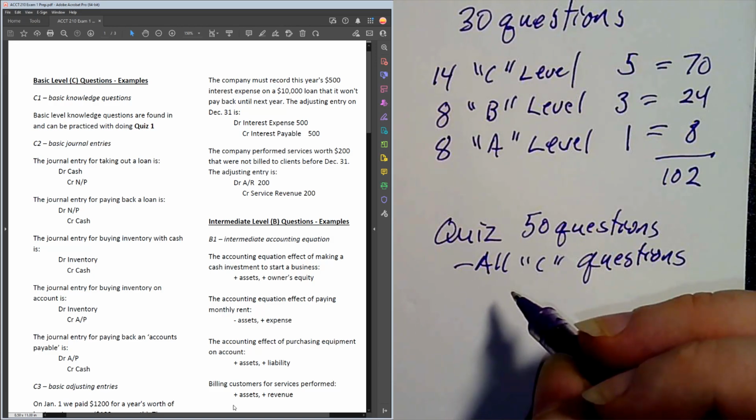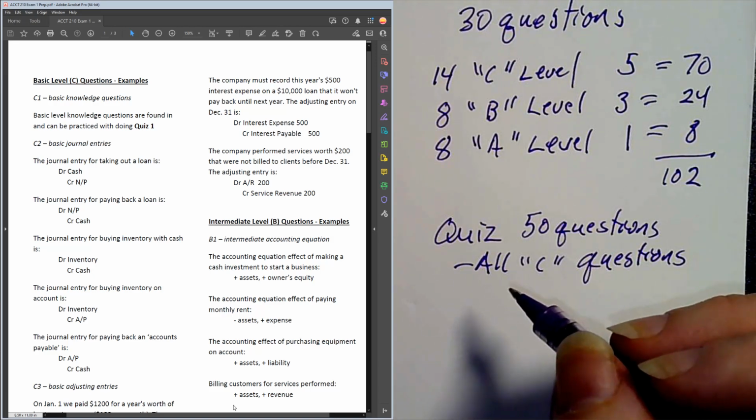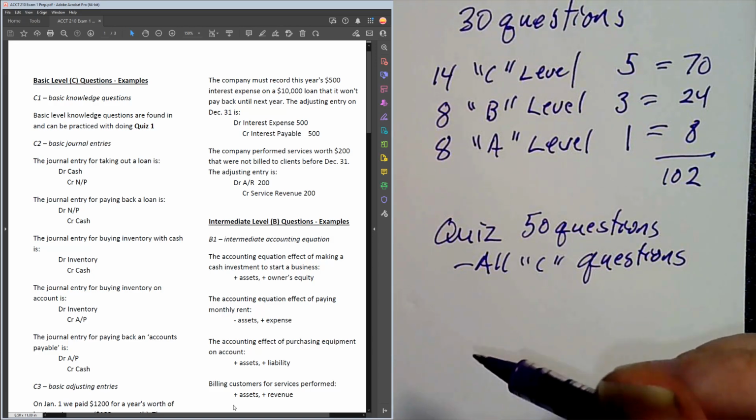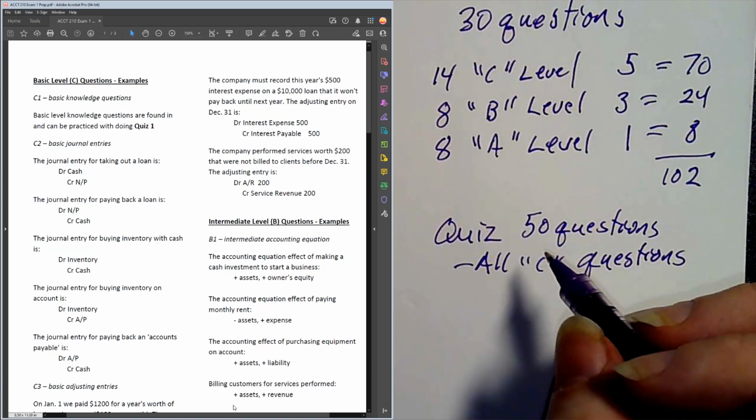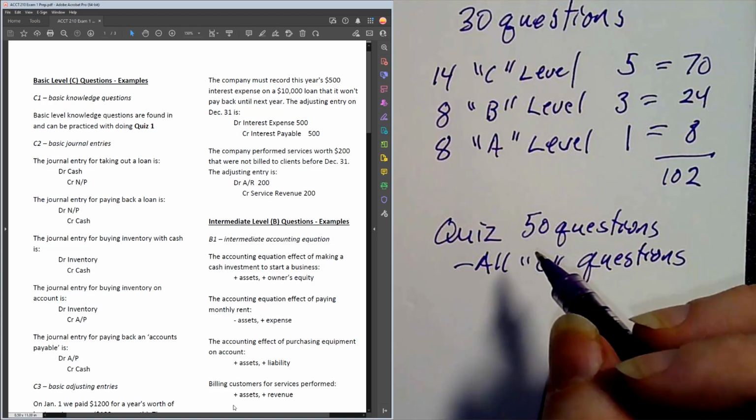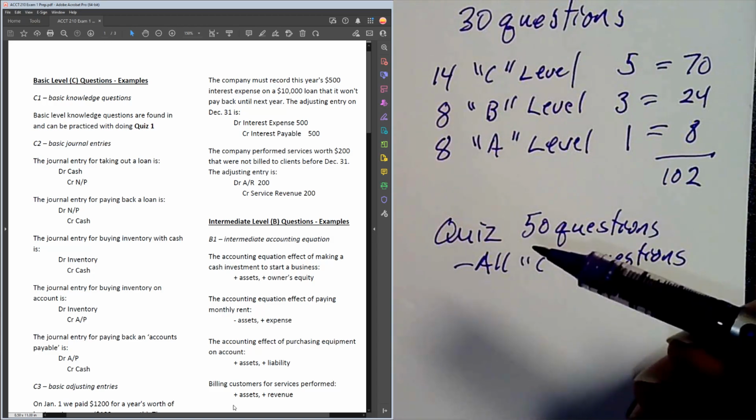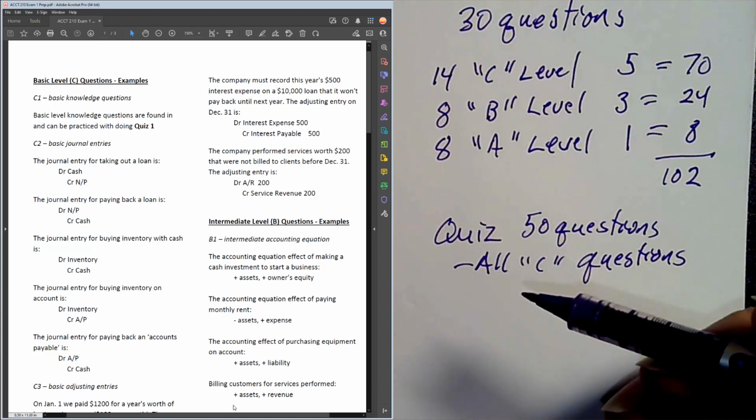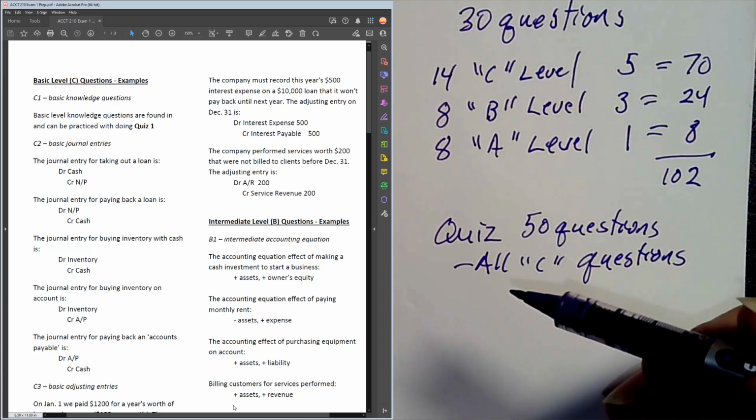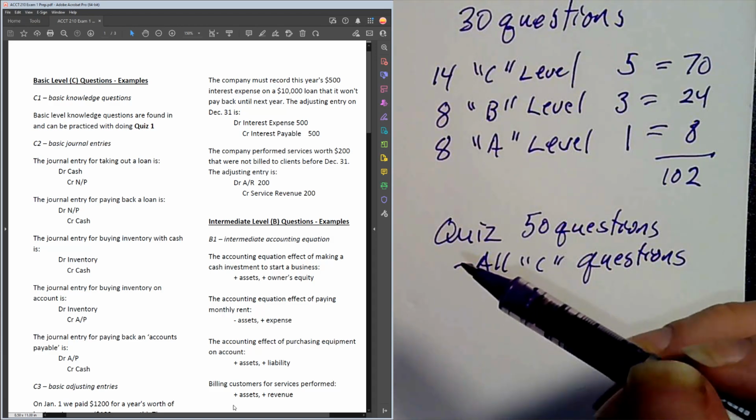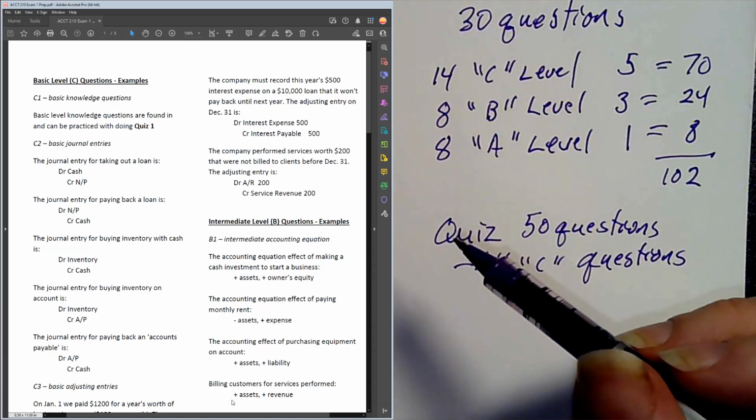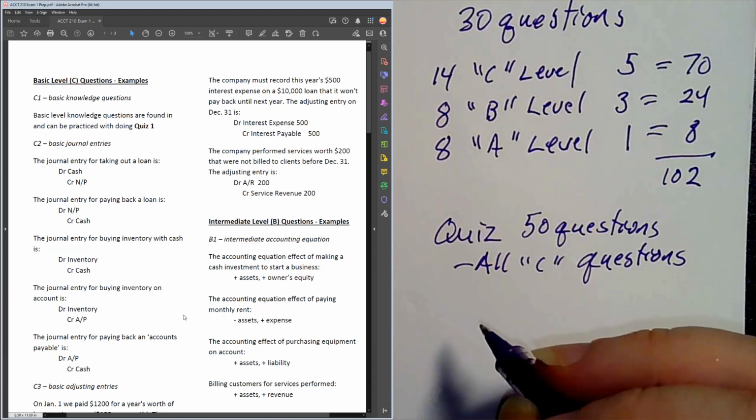So the B level will be a little bit harder, and the A level will be, of course, even that much harder. So all the C level questions are in the quiz. You can take the quiz as many times as you want to practice. And then here on the document that I have here, which I'm going to post on D2L, is an example of all the B-level questions. So let's take a look at some of these things going on here.